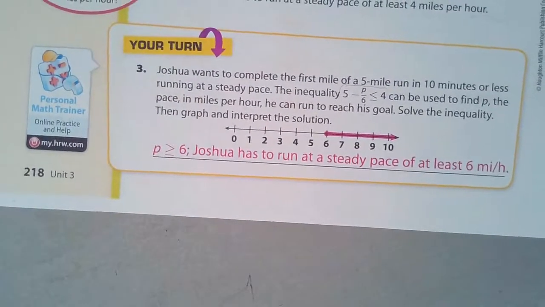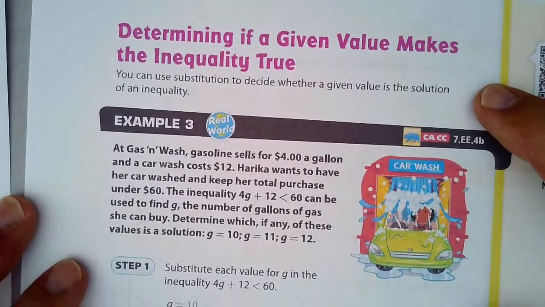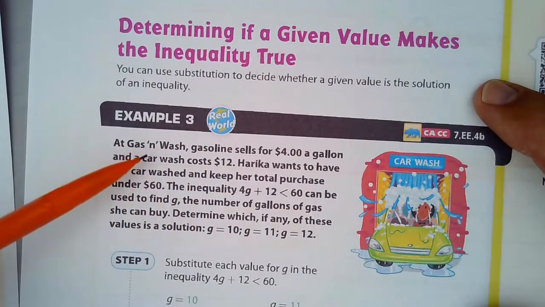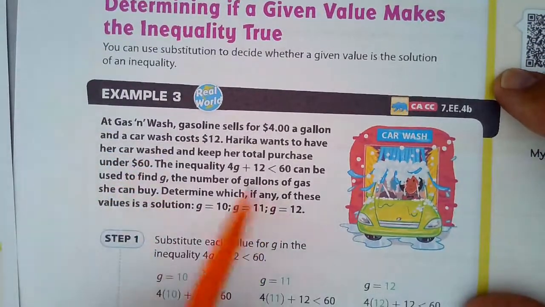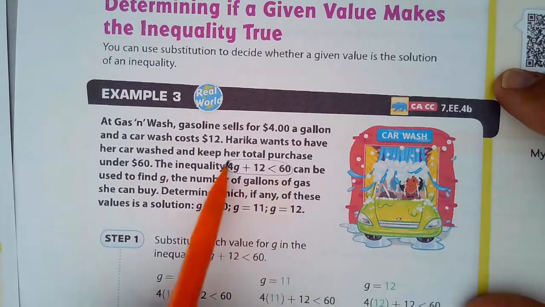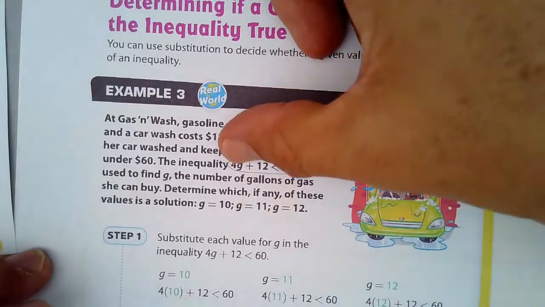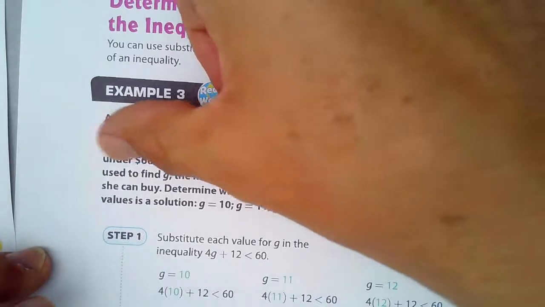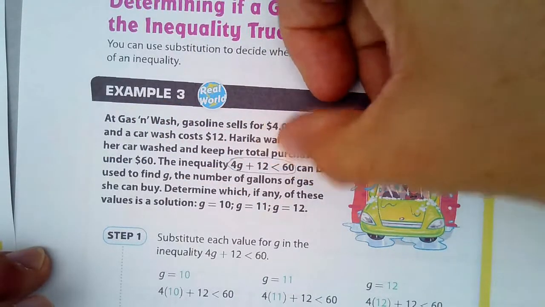Okay, we have this page here, determining the given value that makes the inequality true. So gasoline sells for $4 a gallon. When I look at all this, I'm going to hone in on this right here. They give me the inequality right there. So that's critical. They tell us $4 a gallon, and the watch costs $12, and he wants to keep it under $60. So this amount has to be under, or less than, 60.